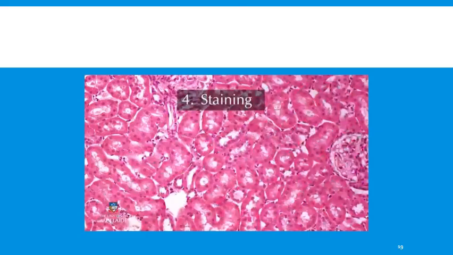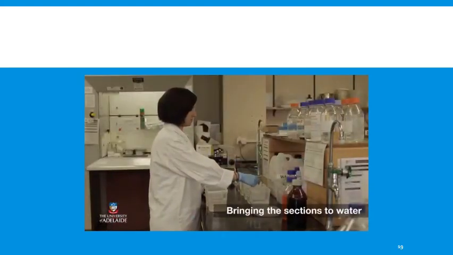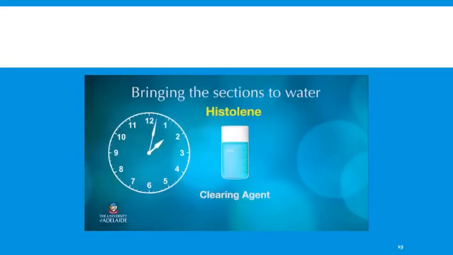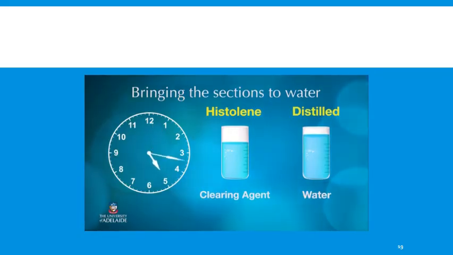The wax within the tissue sections is dissolved away by the clearing agent. The slides are then rehydrated because the clearing agents are not miscible with the dyes. This stage is simply a series of alcohol washes. The dewaxing and rehydrating steps are referred to as bringing the sections to water. The sections are now ready to be stained.